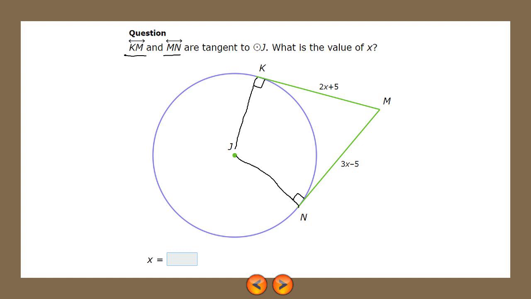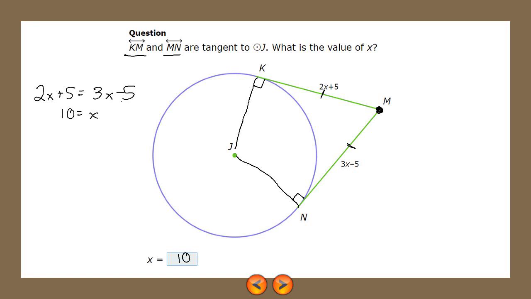Remember, what is relevant here is that these two lengths are going to be the same, because K to M and M to N are two tangent lines meeting at the same point. They're meeting at M. That just tells me that 2x plus 5 equals 3x minus 5. And we'll just combine like terms. We'll get 10 equals x. X equals 10. We got our answer.